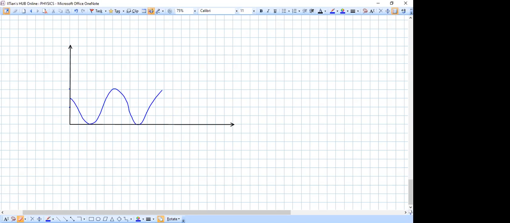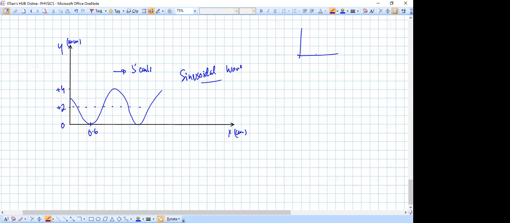Okay, so this point was given to us as 0.6. It's traveling with 5 centimeters per second, and it's given as a sinusoidal wave. Now you can see that this is a sinusoidal wave with a mean position. You have to compare it with this kind of standard sinusoidal wave.